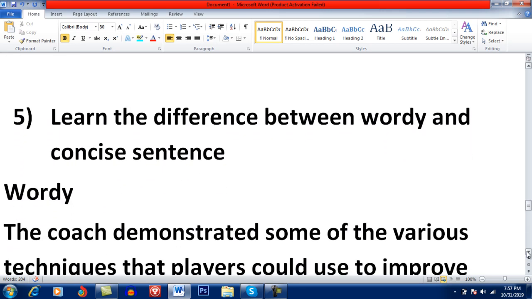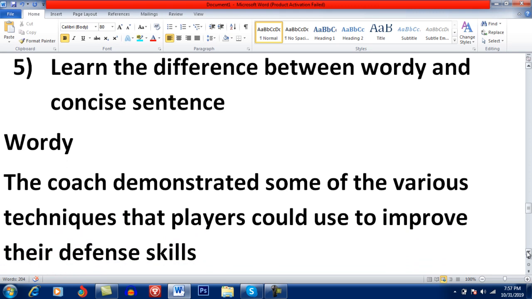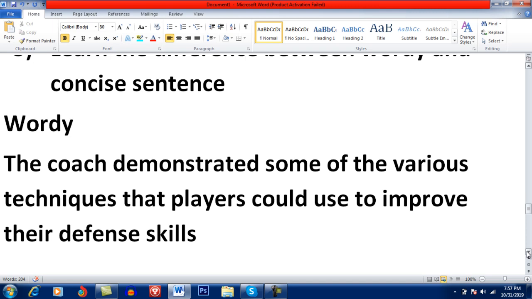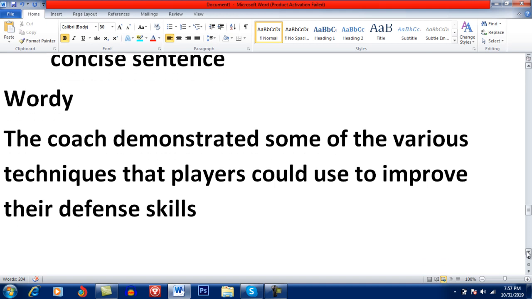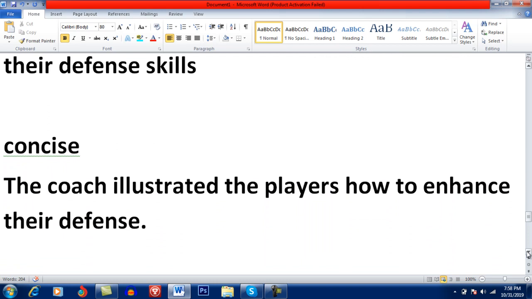Learn the difference between a wordy and a concise sentence. Now, I'll give you an example of what a wordy sentence is and what a concise sentence is, so you will get your concept clear. First, we'll go through a wordy sentence: "The coach demonstrated some of the various techniques that players could use to improve their defense skills." So this is a wordy sentence, and I'll share the concise version: "The coach illustrated to the players how to enhance their defense."